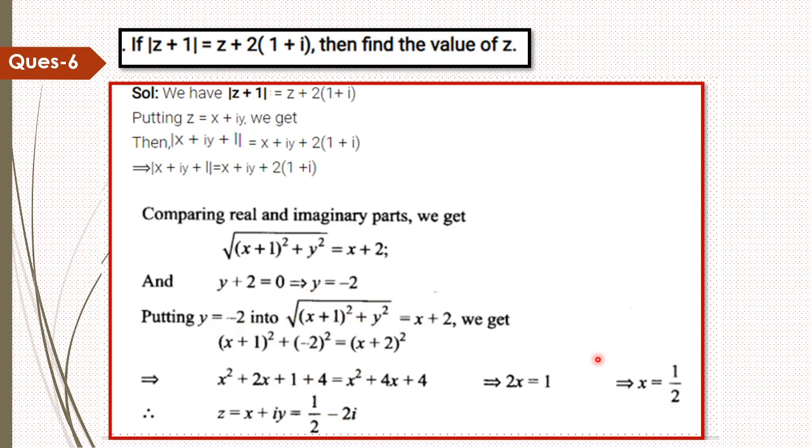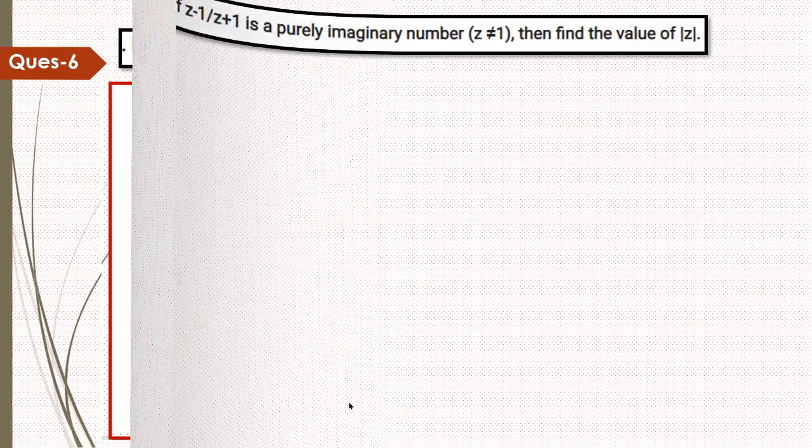What is the value of z? Students, what is the value of z? z is x plus iota y, so half minus 2 iota.